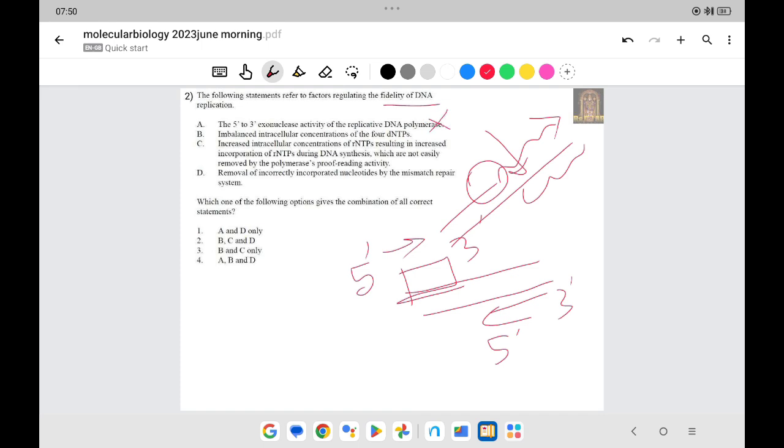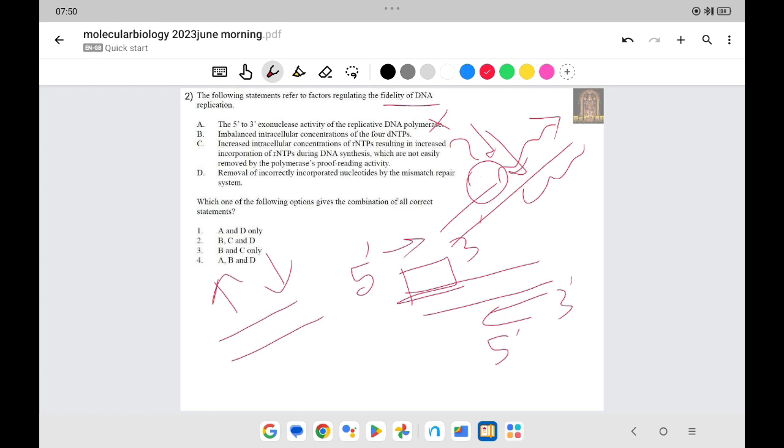And the next statement is saying about the imbalanced intracellular concentration of 4 dNTPs. If some dNTPs are in too high concentration and some are in low concentration, then it can force the DNA polymerase to incorporate the wrong nucleotide instead of the right one. So, the imbalanced intracellular concentration could be a factor to decrease the fidelity of DNA replication.